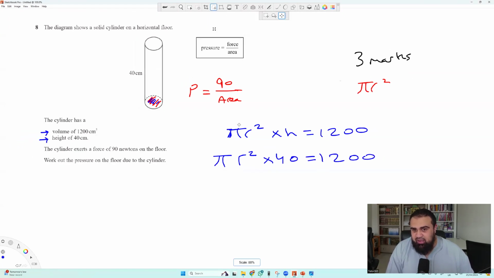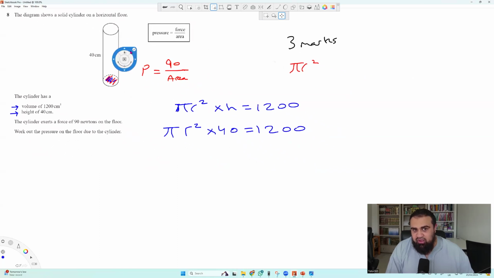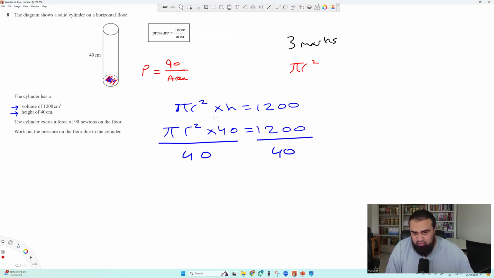I'm going to need some space here. Okay, now what do I do? Well, now I'm going to divide both sides by 40. That's going to end up canceling these. So now pi r squared is equal to 1,200 divided by 40. Cancel the zeros. You got 120 divided by 4, which is 30.